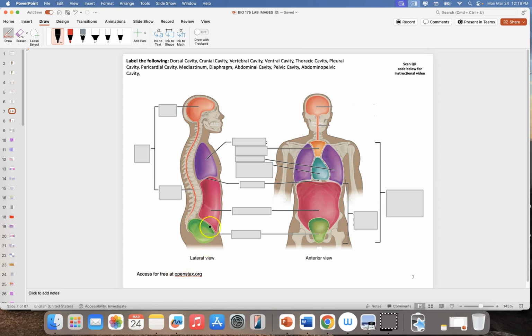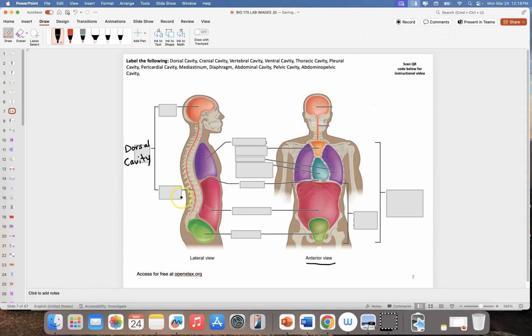In this lateral view, we can see the anterior side of the body and the posterior side. And then we also have an anterior view for us as well. If we're looking at the posterior side, we have the dorsal cavity. And this is where bone is going to be used to protect organs.